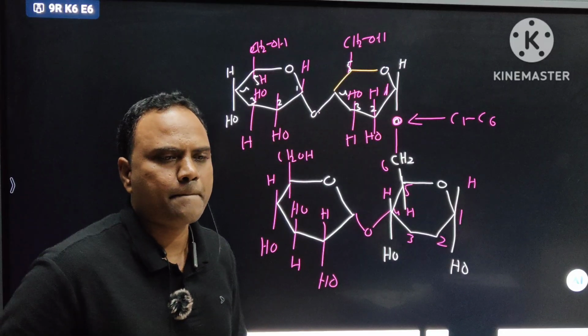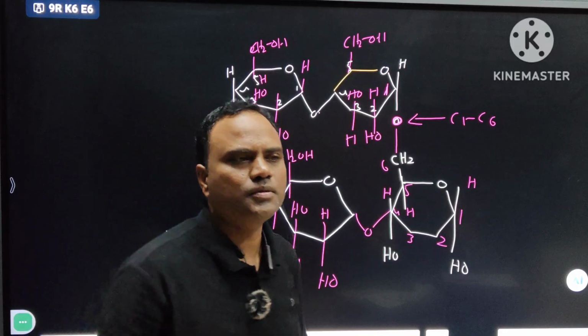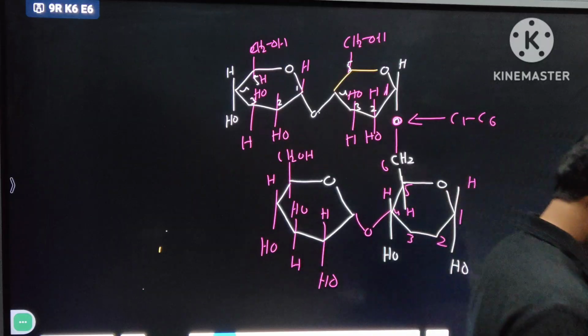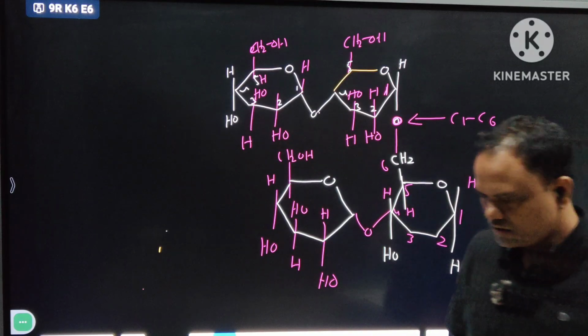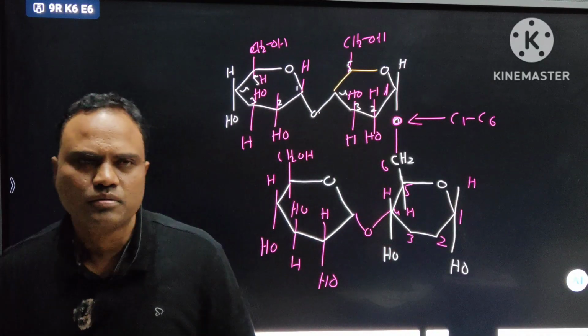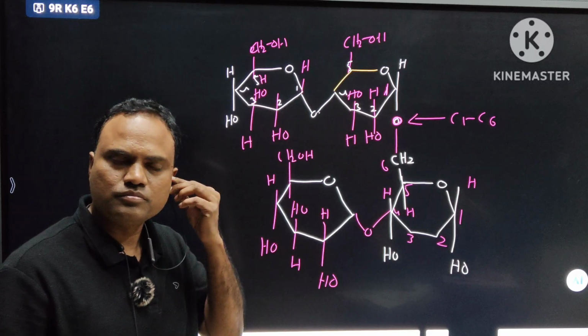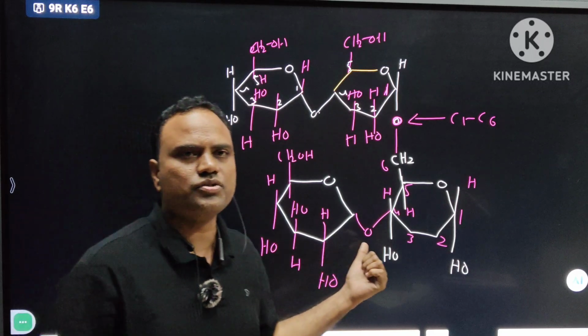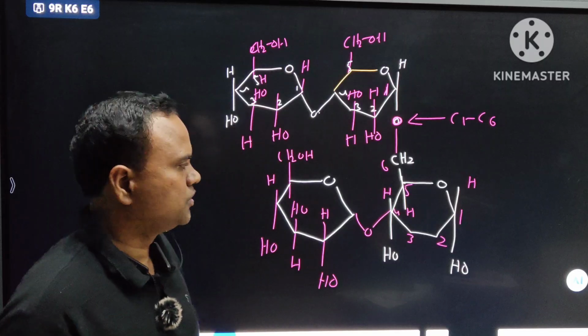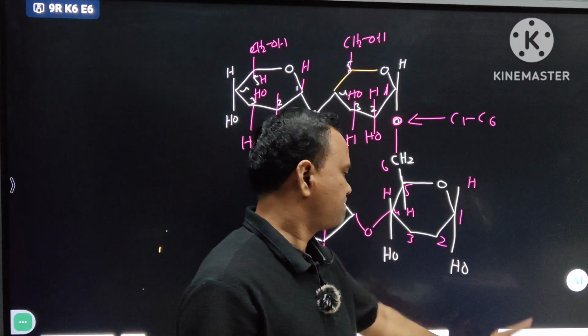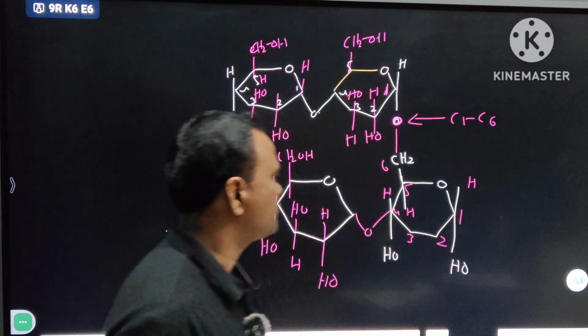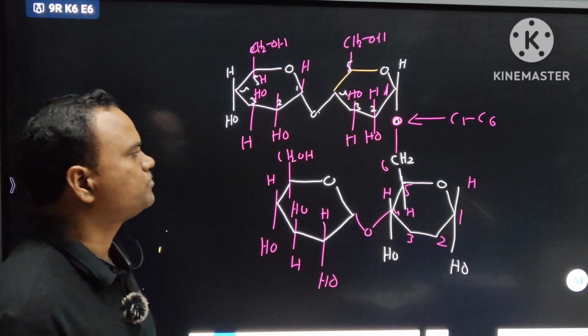Starch is present in plants. Starch is synthesized by plants. Shall I clear this? Take the screenshot, all of you. Okay. Note down.